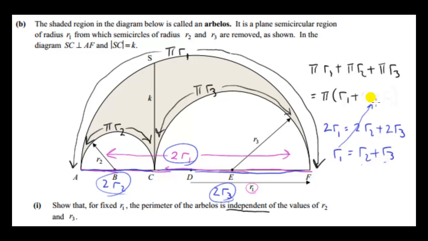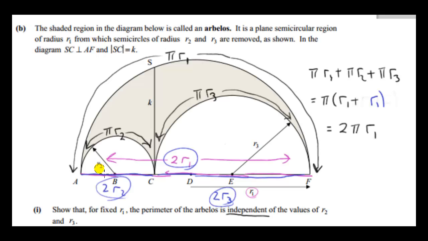So r1 goes in here. We end up with 2 r1 times pi. I'll write it as 2 pi r1. So we found the perimeter of the Arbelos in terms of the radius of the large circle. So it does not depend on the radii of the two smaller circles.